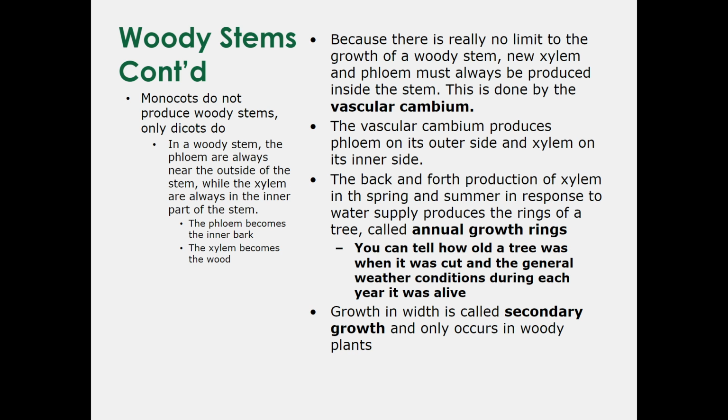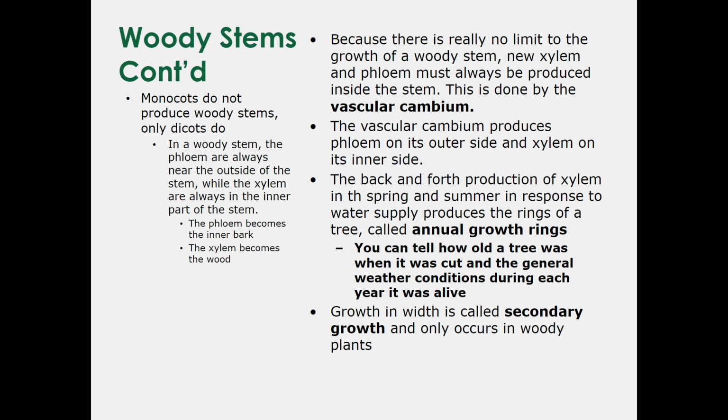Because there's really no limit to the growth of a woody stem, new xylem and phloem would have to always be produced inside the stem, and that would be done by tissue called the vascular cambium. So it produces the new xylem and phloem as the woody stem or plant grows. It would produce the phloem on its outer side and xylem on the inner side. And this back and forth production of vascular tissue is what produces the rings in a tree, called the annual growth rings. You can actually tell how old a tree is if it's cut, and that would be by counting the rings. But you could also see some other information about general weather conditions during each year it was alive.